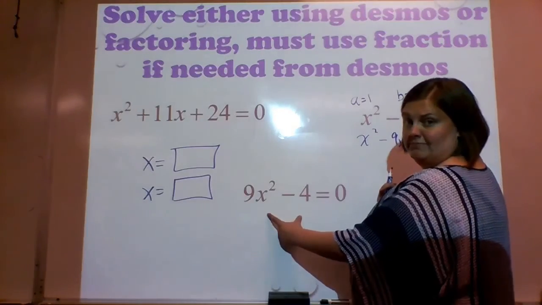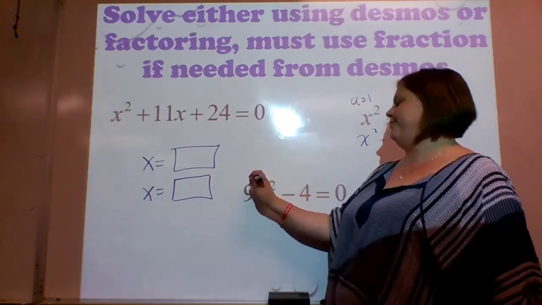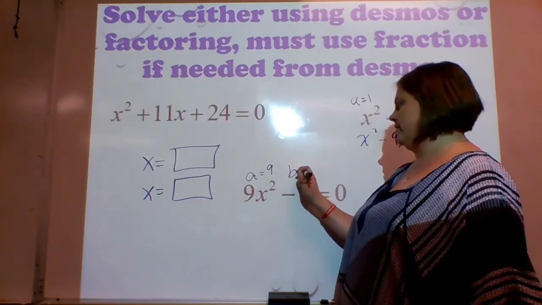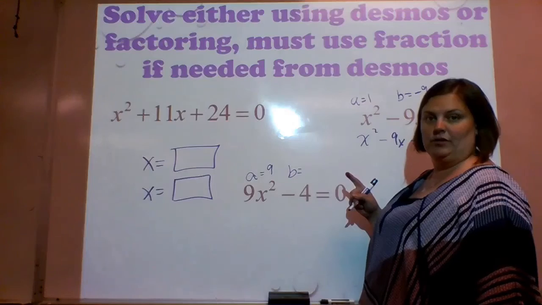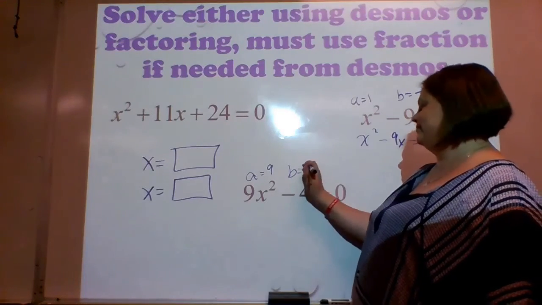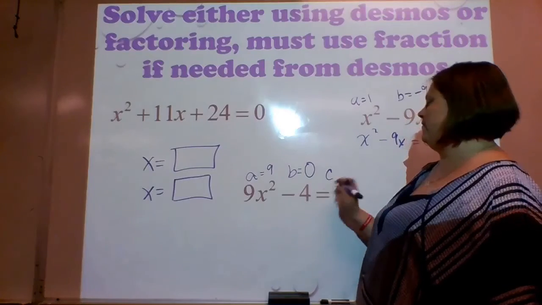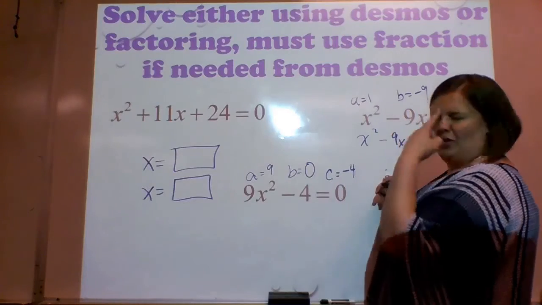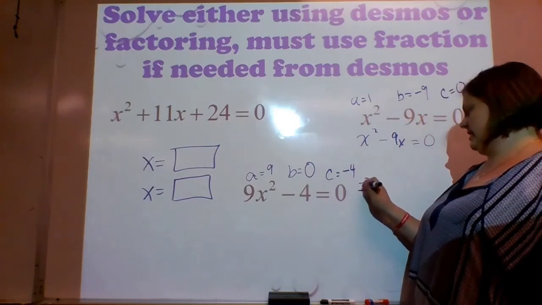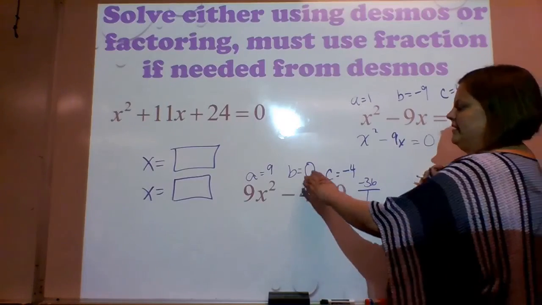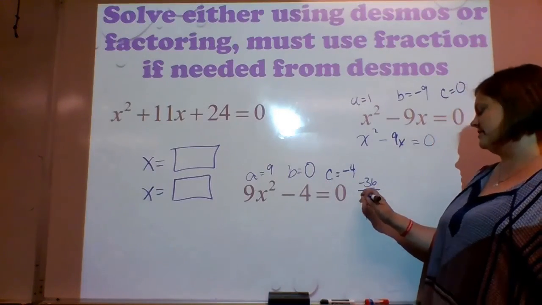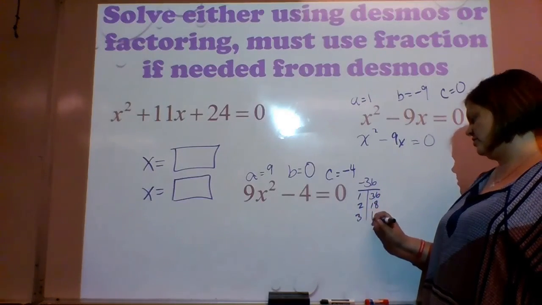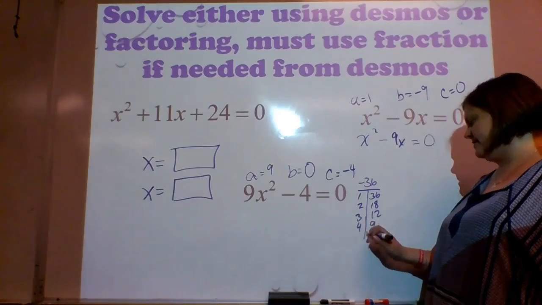What about here? What do you think? I have an A term. A equals 9. Do I have a B term? Remember, it has to have one variable. Nope, no B term. I have a C term, -4. Let me see. Maybe this will work. 9 times -4 is -36. What are all the factors of 36 that could add to 0? Well, there's several factors of 36. 1 and 36, 2 and 18, 3 and 12, 4 and 9, and 6 and 6.